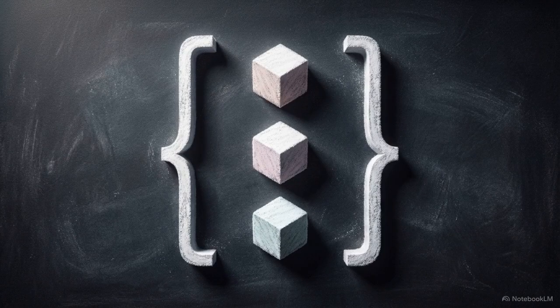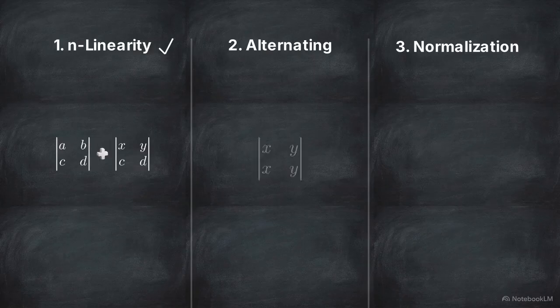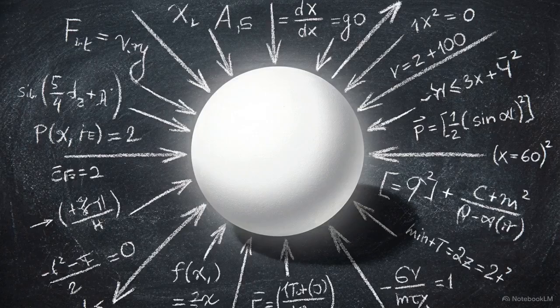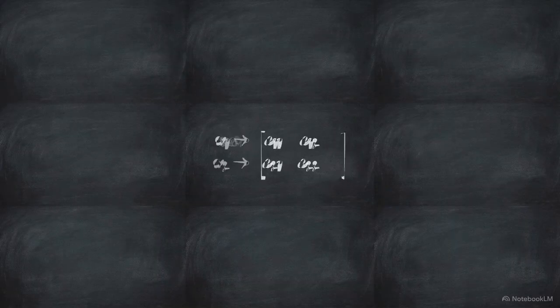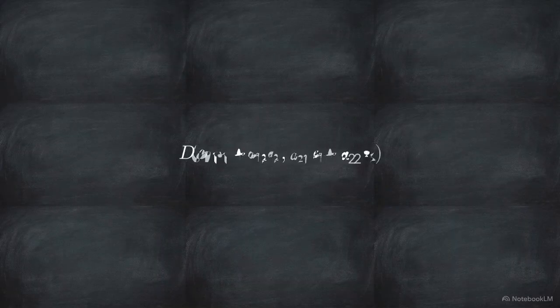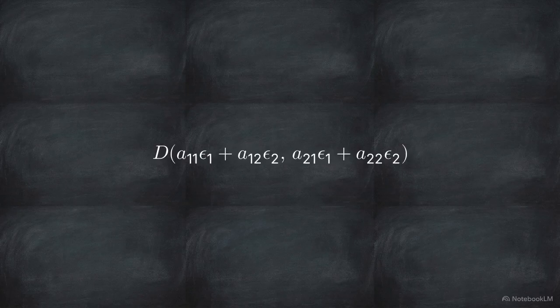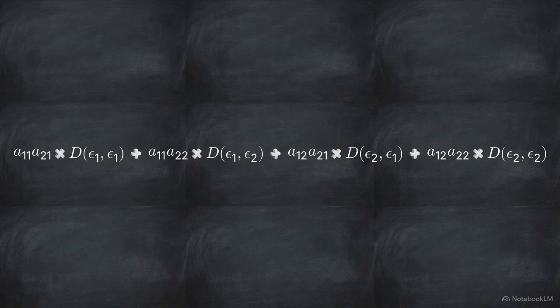These 3 rules create a rigid logical framework. If it satisfies n-linearity, if it is alternating and maps identity to 1, it forces a single, unique solution for any square matrix. This animated expansion derives the 2-by-2 case. We start by expressing the 2 matrix rows as linear combinations of the standard basis vectors. Applying the n-linear axiom allows us to distribute the function, expanding the equation into 4 distinct terms.